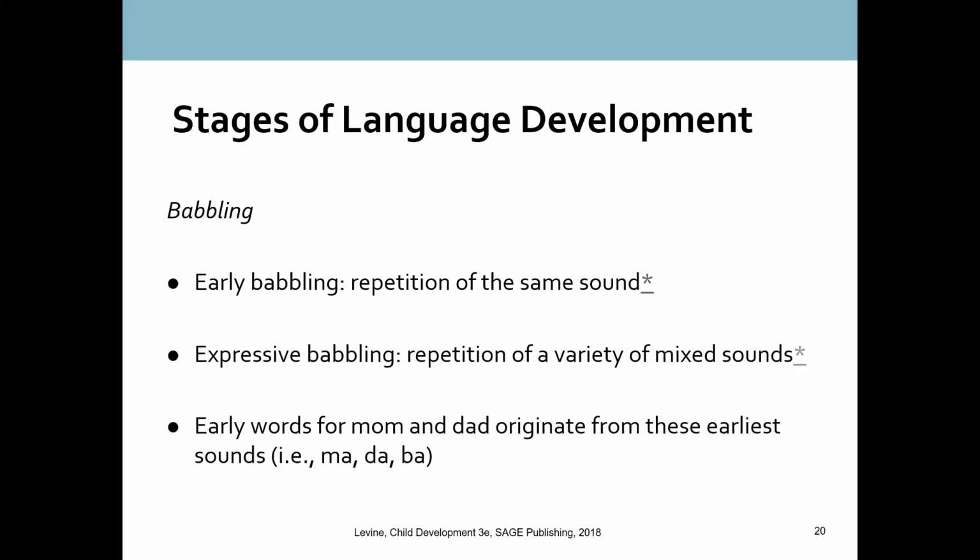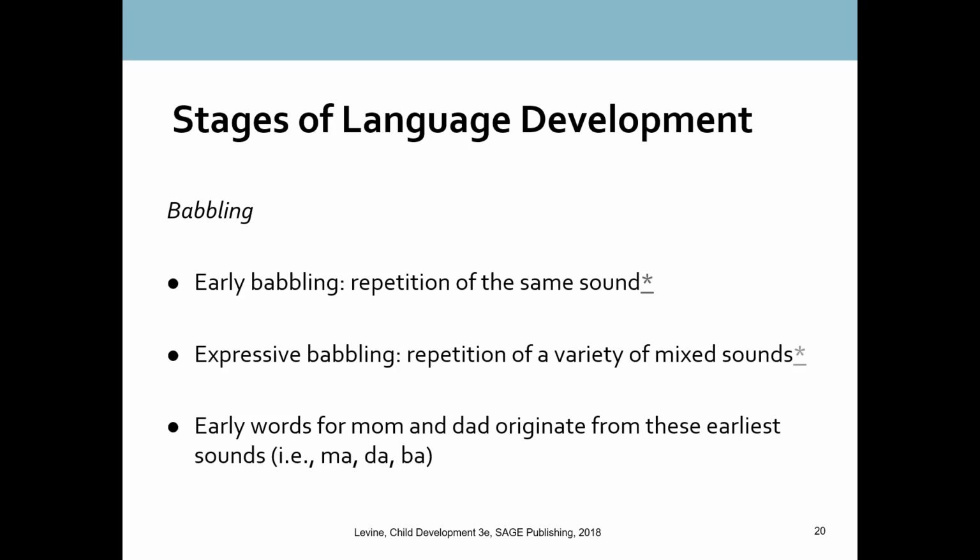Then they engage in expressive babbling, which is mixing the babbles together. And this happens between about 8 to 12 months. It is a sign that this infant is getting ready to speak. The more expressive the babbling becomes, the more they are getting ready to engage in language.